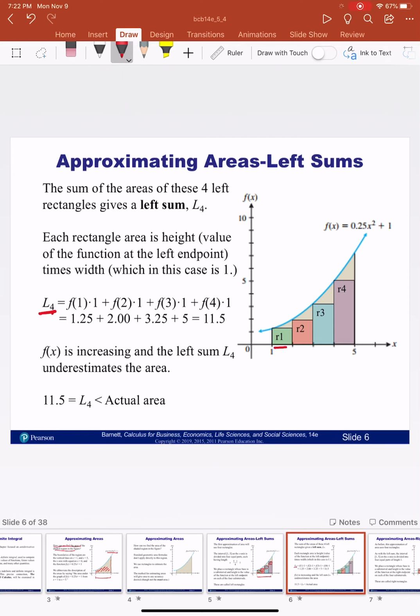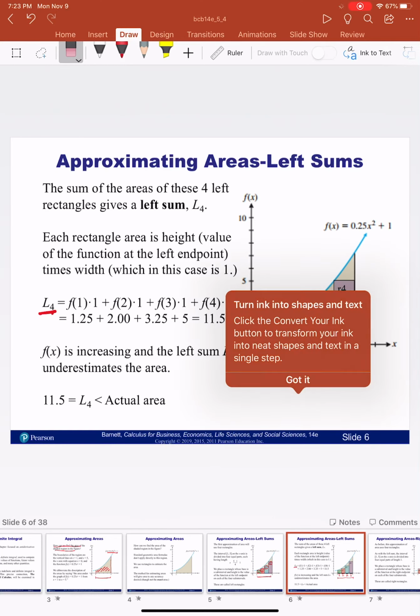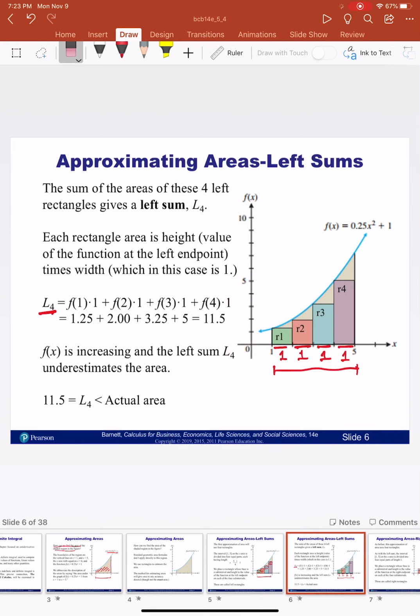Here's my length. That's a 1. How do you know that this is 1? Well, you know that between 1 and 5, we are dividing exactly into 4. This is a region of length 4, because 1, 2, 3, 4, and then divided into 4, we get a length of 1. So that's what that 1 is, the length. And then the height, of course, will be f of 1.